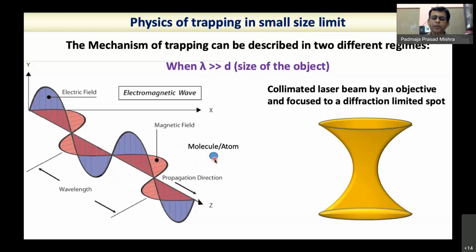How will this dipole be induced? Let's say, like in the previous experiment that I have shown, you put lenses to collimate the laser beam. If you collimate the laser beam and generate a three-dimensional beam waist, the intensity is less here, less here, but at the beam waist the intensity is more. You can focus the beam within the diffraction limit and create a diffraction-limited spot, where the intensity is going to be more. And the object which is going to be trapped is around this more intense spot.